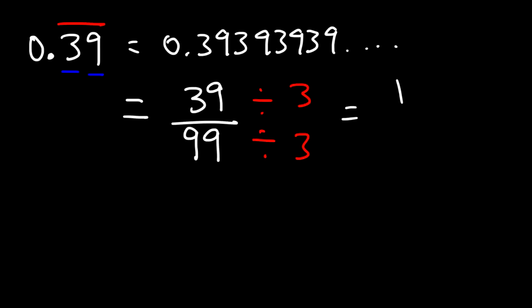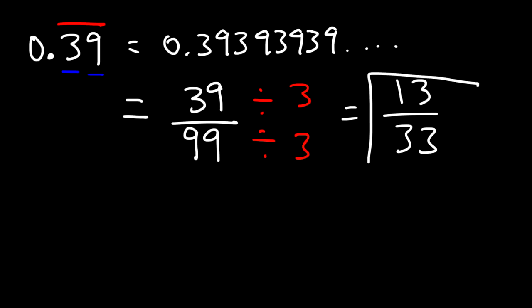39 divided by 3 is 13. 99 divided by 3 is 33. So the answer is 13 over 33. Try this one, 4.36 repeating. Go ahead and work on that.